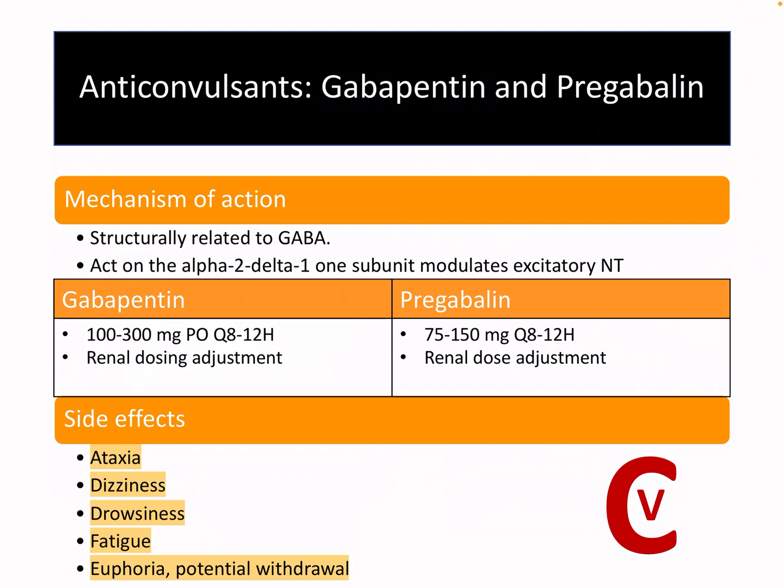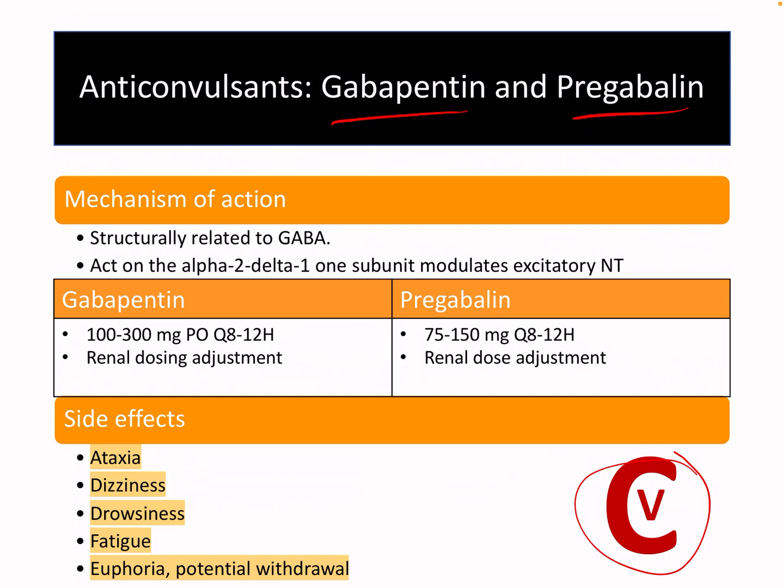So our primary anticonvulsants that we're going to talk about are gabapentin and pregabalin. Notably, they are controlled 5 substances, so you will be able to see them on the Virginia PMP. They are structurally related to GABA, and it does modulate excitatory neurotransmission, but overall it just has very GABA-specific effects and causes overall CNS depression.